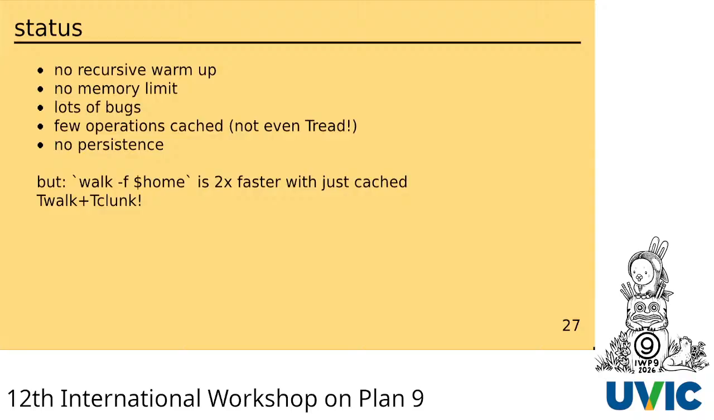But even if I am just replying from cache with twalks and tclunks, I still see a 2 times improvement when I try to recursively list my home directory, for example. Now, you're going to have to trust me on this because I have not benchmarked before coming here.